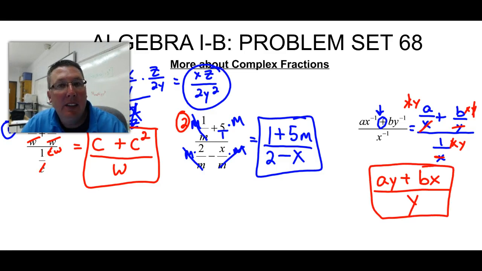All right, that's our complex fractions. Again, make every little part a fraction, figure out what the common denominator would be, and multiply every part by that common denominator to cancel the fractions, and then just simply reduce.